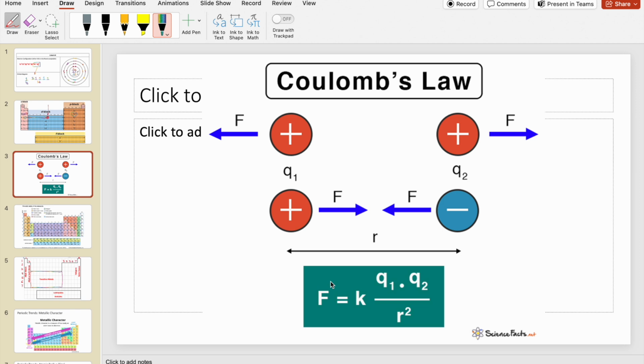Hey everyone, Mr. C again here to do periodic trends. We are going to start with Coulomb's law. So Coulomb's law just tells you that like charges repel, opposite charges attract.